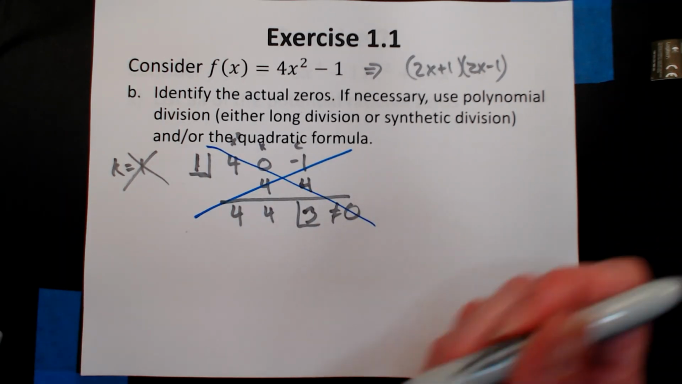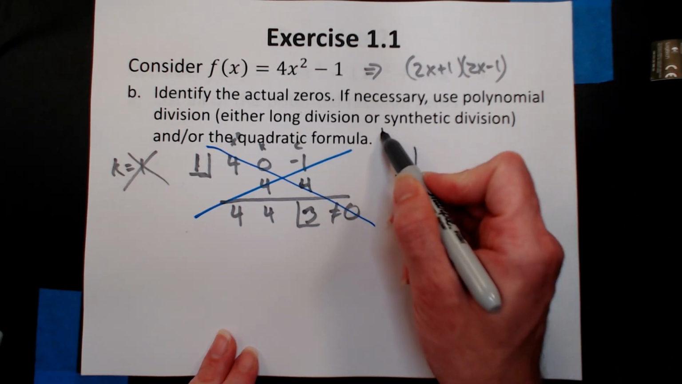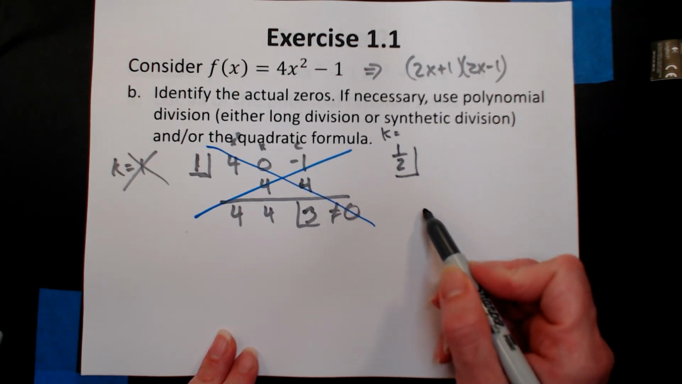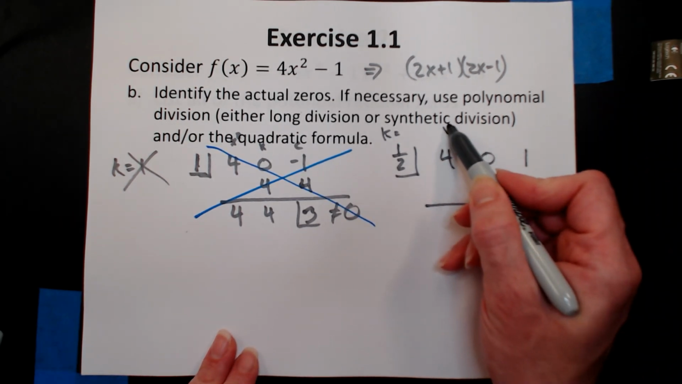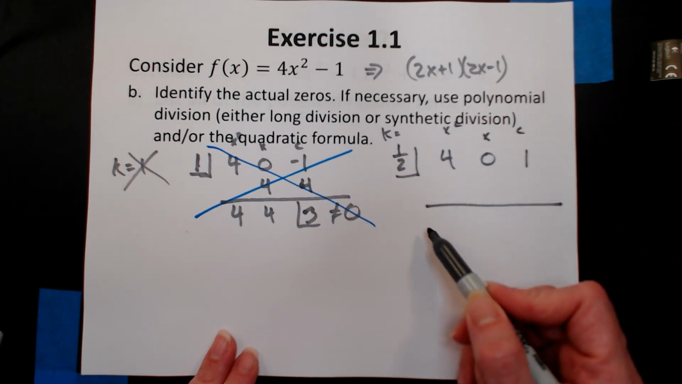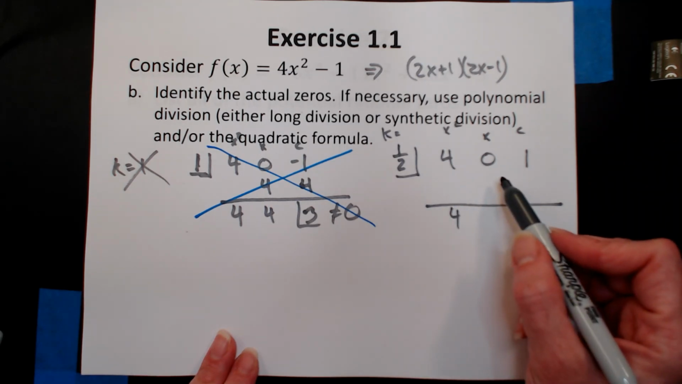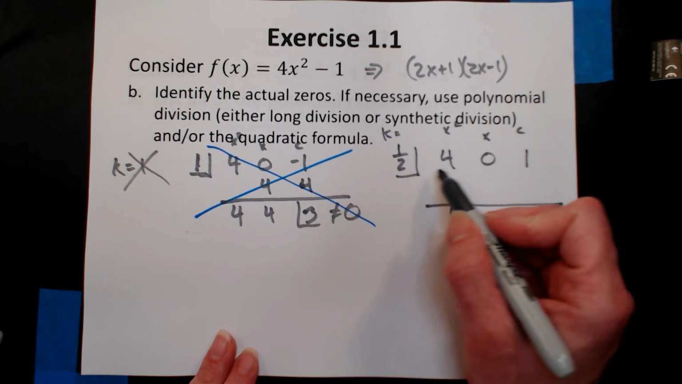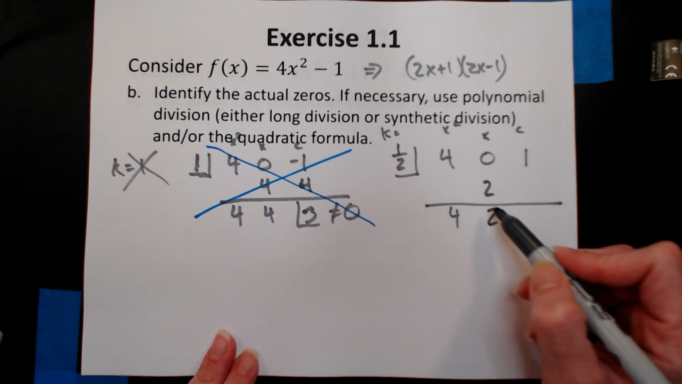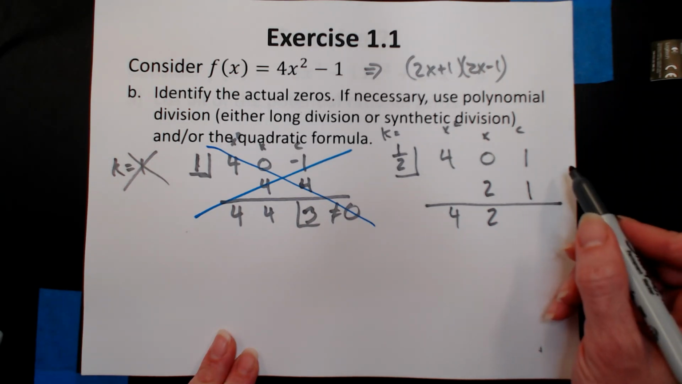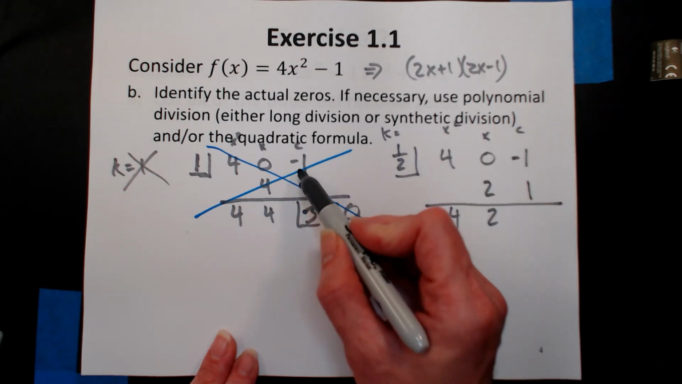Let's try something else. Let's try 1/2 now. So k is equal to 1/2 now. And then we're going to draw our synthetic division bar. We're going to have 4, 0, and 1. This is our x squared column, our x column, and our constant column. So we bring down the 4. 1/2 times 4 is going to give me 2, and then we add these together, we get 2. 1/2 times 2 is 1, and we get, oh, it's supposed to be negative 1, excuse me. I knew I was missing something. The negative 1 right here.